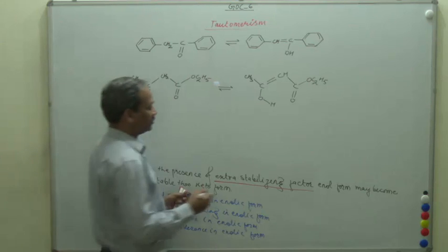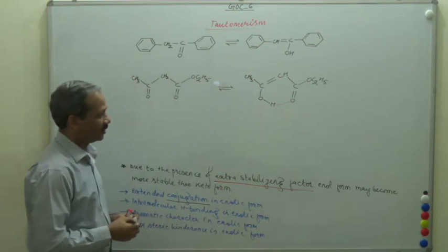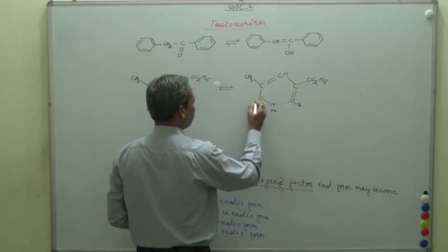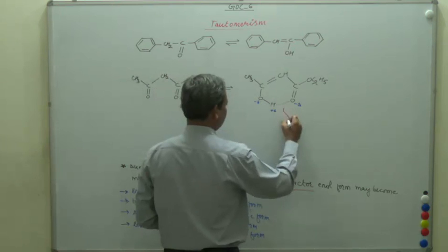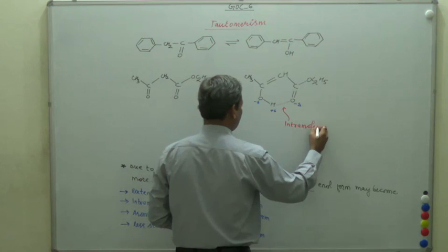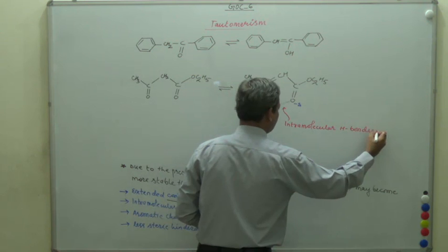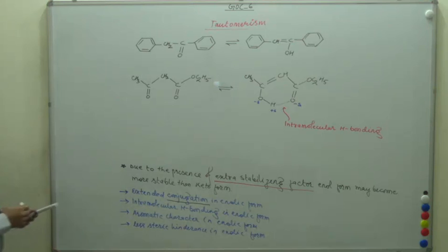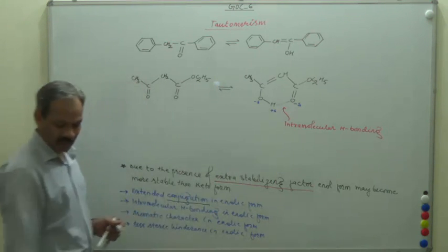And in this structure, there is a possibility of intramolecular hydrogen bonding. This intramolecular hydrogen bonding is responsible for extra stability in the enolic form. So the enolic form becomes more stable than the keto form.